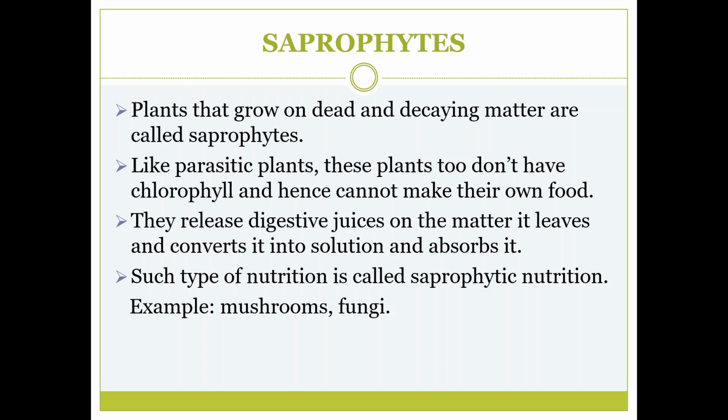The next type of heterotrophic nutrition is exhibited by saprophytes. Plants that grow on dead and decaying matter are called saprophytes. Like parasitic plants, these plants too don't have chlorophyll and hence cannot make their own food. They release digestive juices on the matter they live on, convert it into solution and absorb it. Such type of nutrition is called saprophytic nutrition. Examples of such plants are mushrooms and fungi.